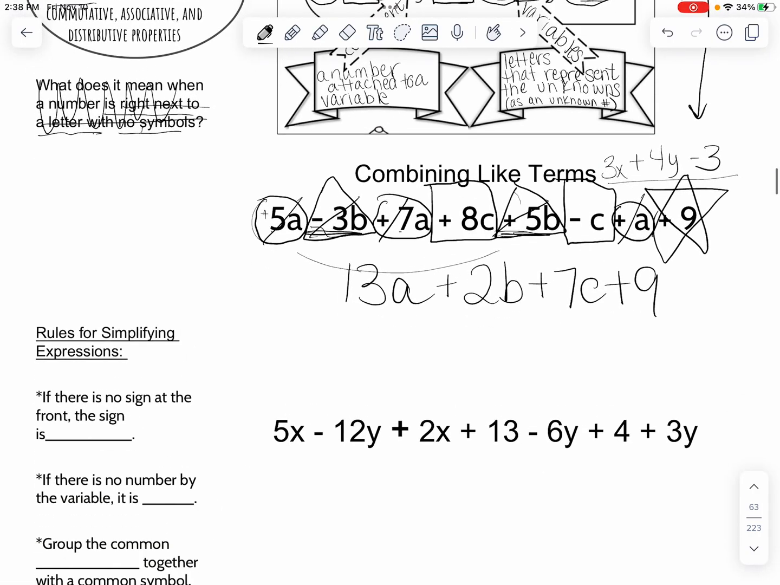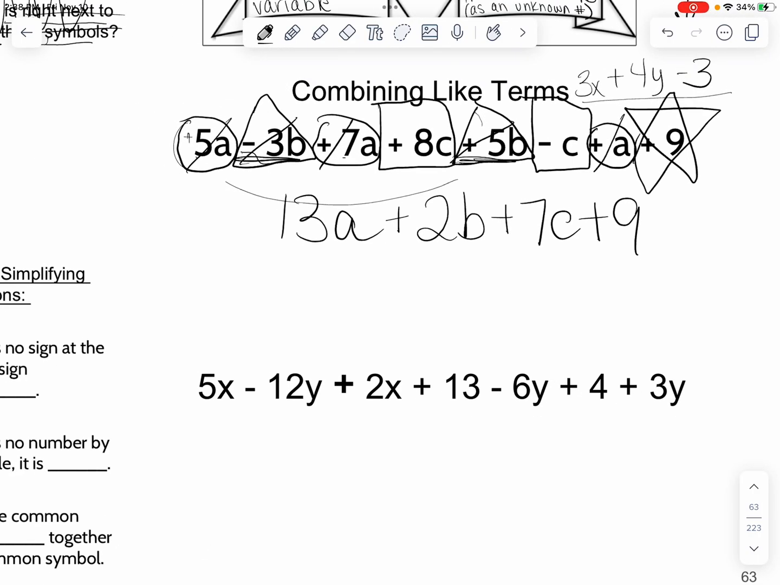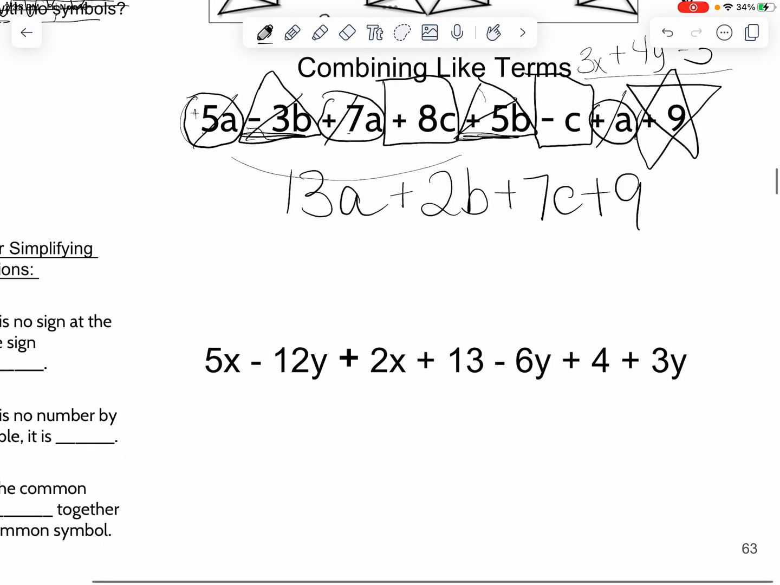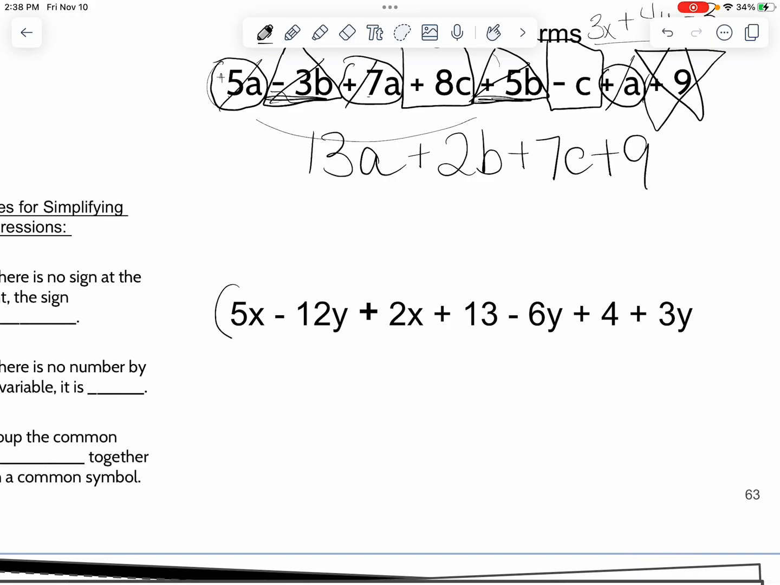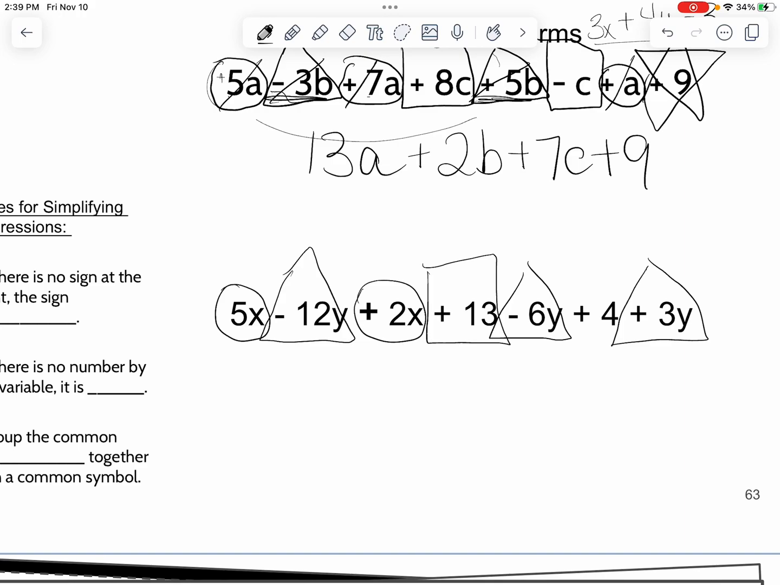All right. We're going to do the same thing so we do not get mixed up. All right, here we go. Everything with an X, put a circle around. So 5X plus 2X. That's it. So I'm going to do a triangle. Minus 12Y minus 6Y plus 3Y. And then I'm going to have plus 13 plus 4.